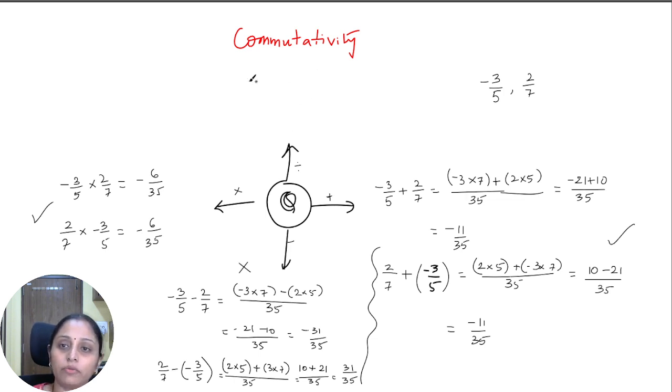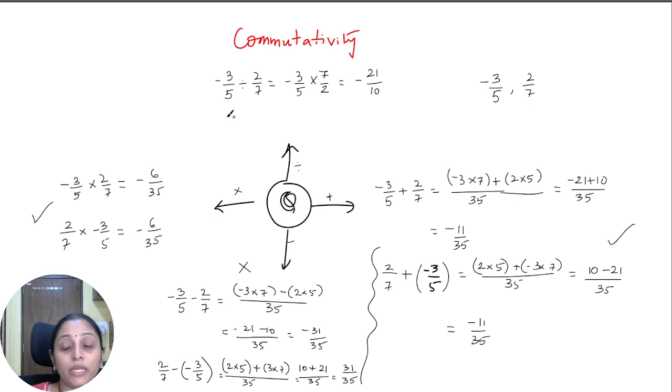Now coming to division, minus 3 by 5 divided by 2 by 7 is equal to, as we have discussed earlier, you will be putting multiplication here and this will become the reciprocal. So this is nothing but minus 21 by 10.